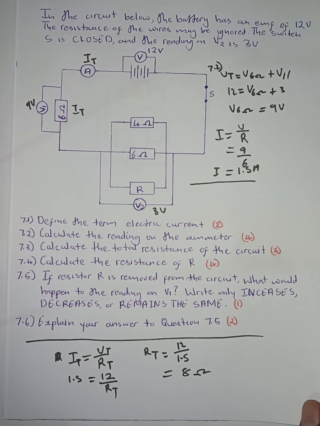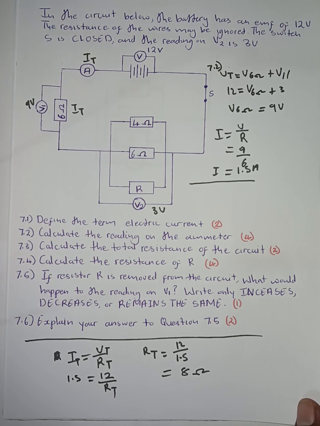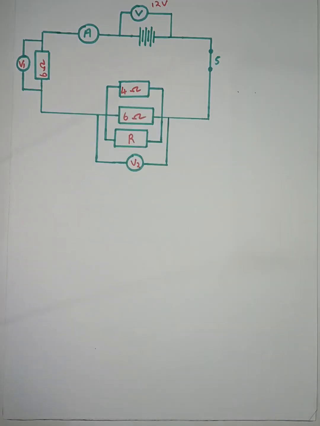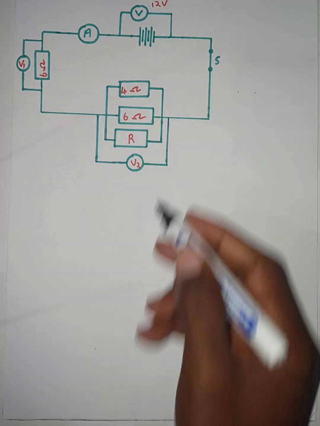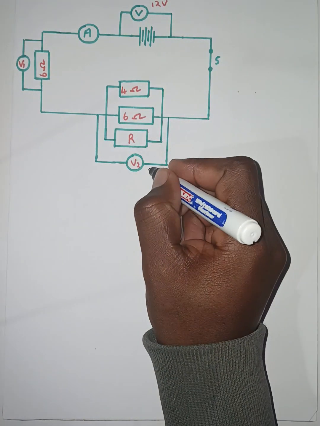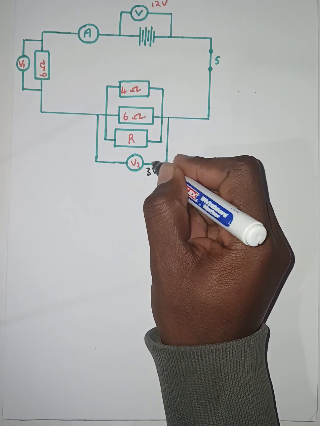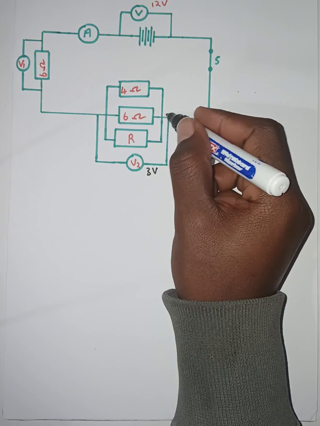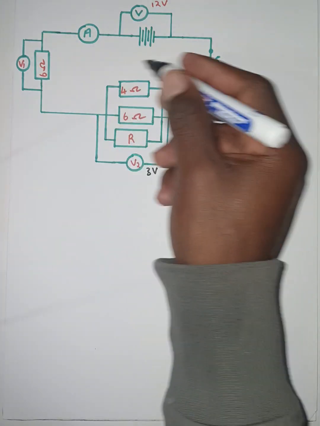So question 7.4, they say calculate the resistance of R. So that's what we're going to do there. Now remember, that's 7.4, right? What we're going to do is, remember, we know the voltage V2 in this case is 3 volts. We also know that the current distributed there would be our total current.